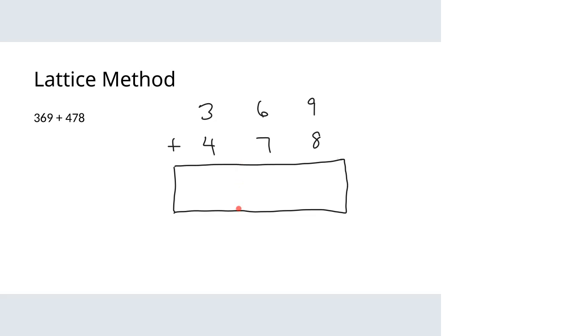All right. The lattice method. The lattice method involves us drawing a lattice. If you've ever had a lattice at your house, it's sort of an artistic thing. If we want to add 369 plus 478, what we're going to do with the lattice method is draw a box underneath this. Instead of just a line, we're going to draw a big rectangular box. And then we're going to section this off by place values. And then we're going to put in diagonals.